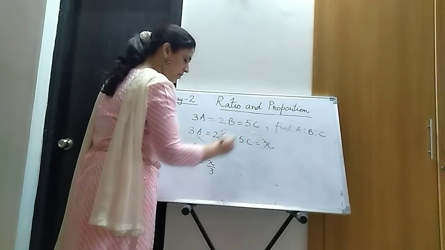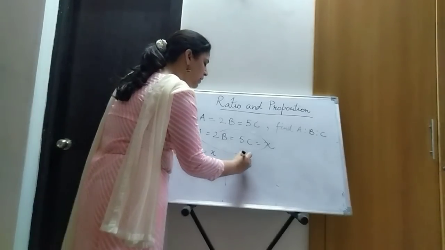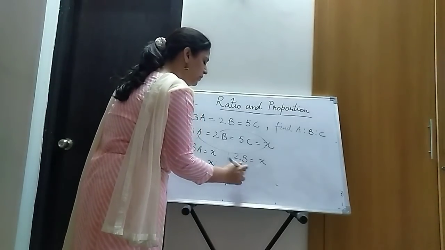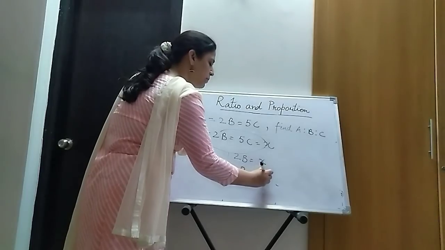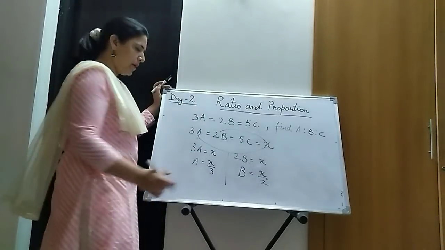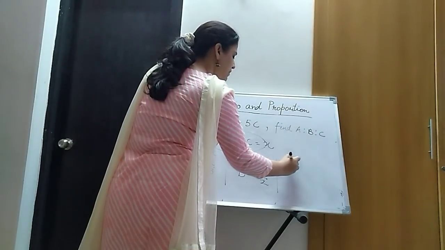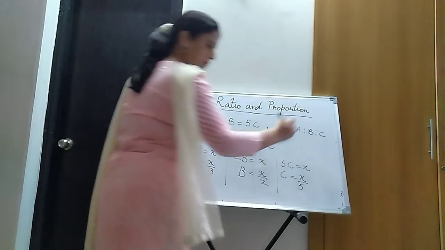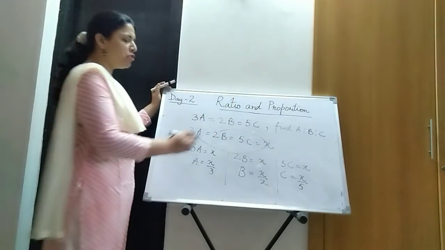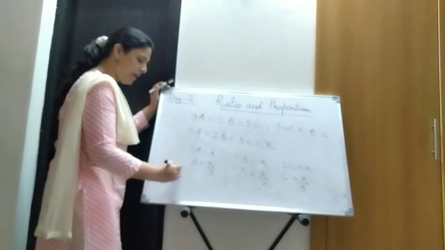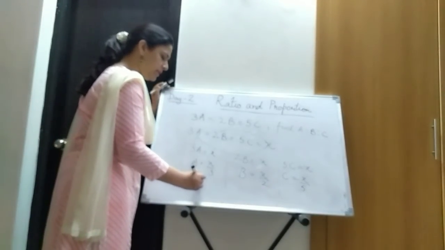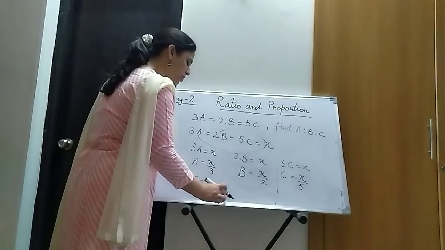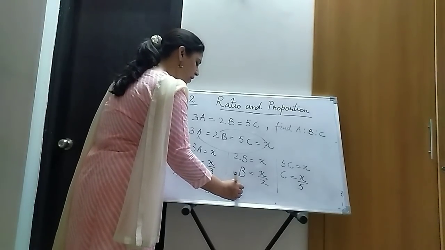Compare this with X. We can write 2B is equal to X, so B is equal to X upon 2. And 5C is equal to X, so C is equal to X upon 5. Now the ratio A is to B is to C can be written as X upon 3 is to X upon 2 is to X upon 5.